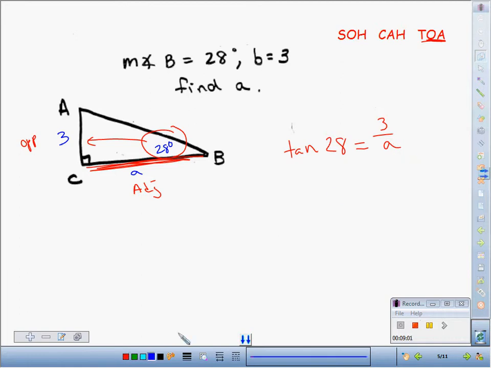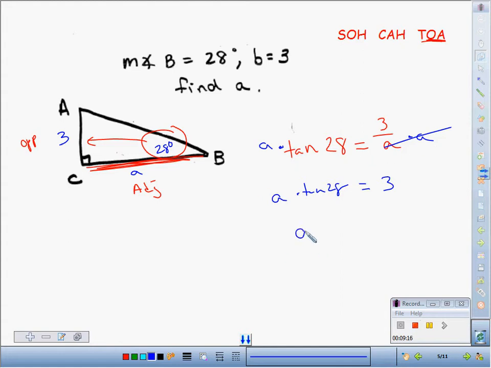I want to solve for a now. Since a is downstairs, we can't have a variable downstairs. Let's get rid of it by, instead of dividing by a, multiplying both sides by a. And a times the tangent of 28 will equal 3, because those cancel each other out.